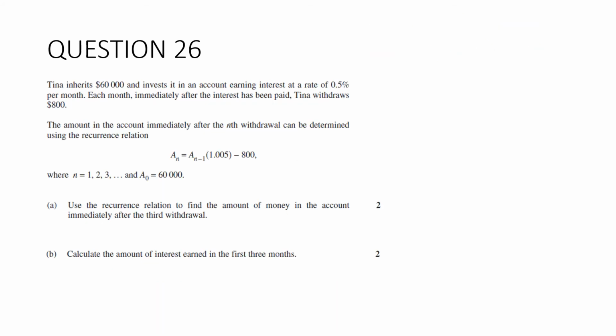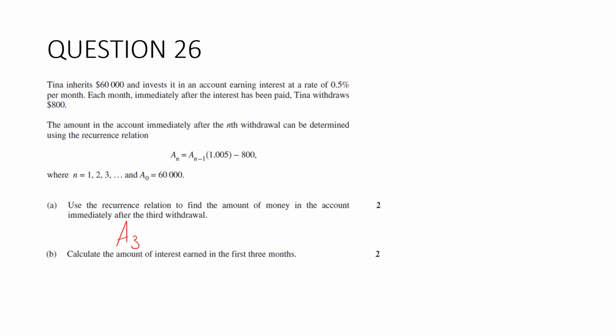Question 26. Tina inherits $60,000 and invests it in an account earning interest at a rate of 0.5% per month. Each month, immediately after the interest is paid, Tina withdraws $800. The amount in the account immediately after the nth withdrawal can be determined using the recurrence relation. n is 1, 2, 3, etc. A naught is 60,000. Use the recurrence relation to find the amount of money in the account immediately after the third withdrawal. So we want A3.